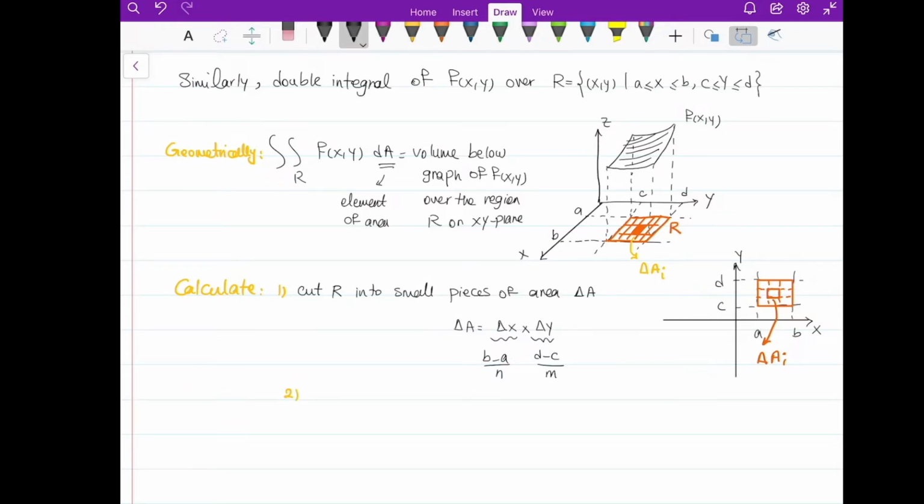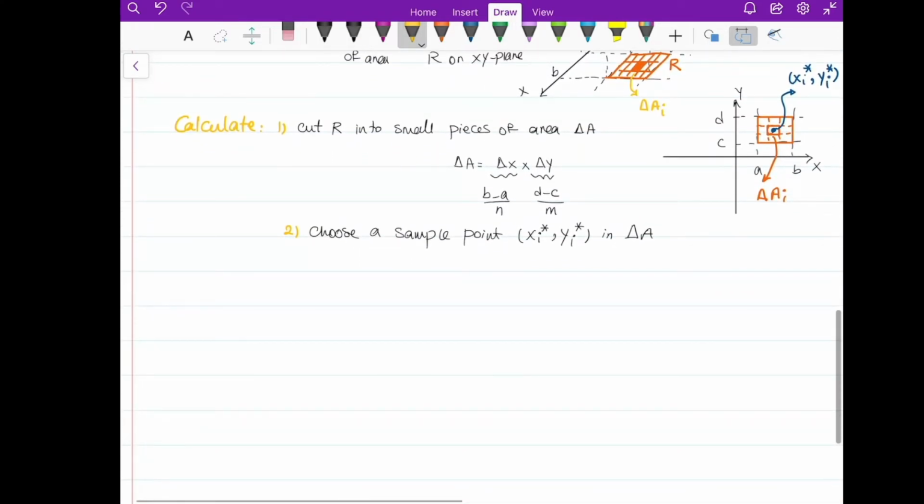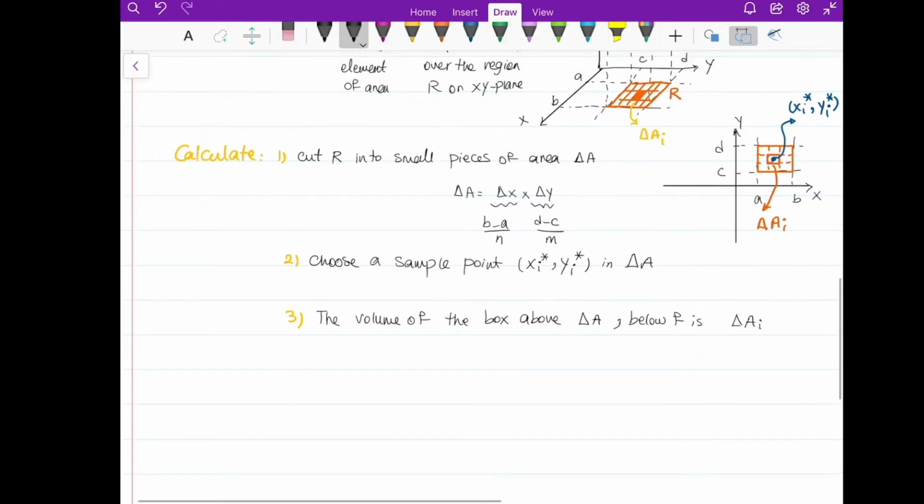Step 2 is, as before, we're going to choose a sample point, x_i star, y_j star, in delta A. I just pick a sample point in here. Then step 3 is to say that the volume of the box above delta A, which is below the graph of f, is delta A times what?